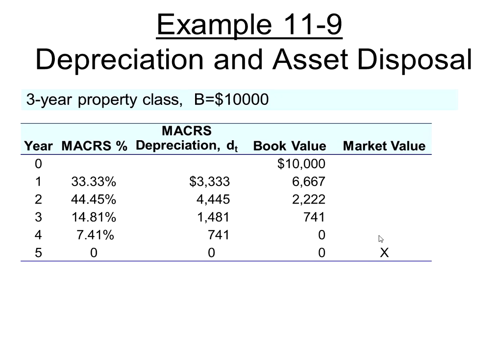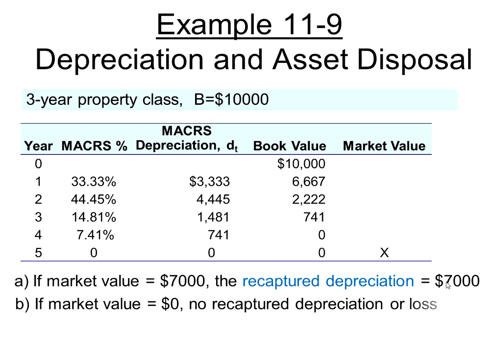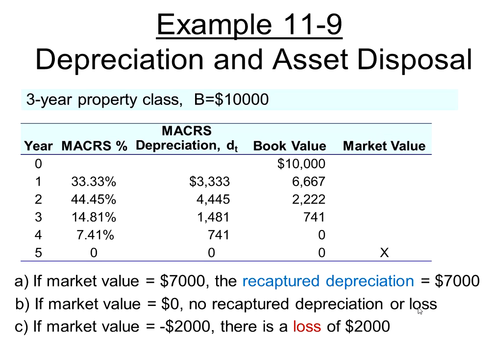So then it depends on the market value, right? What is the market value? We had that asset for 5 years, and during year 5 we sold it at some market value. Assume that market value is 7,000. If it's 7,000 but the book value is 0, then the difference between market value and book value, which is 7,000, is recaptured depreciation. If the market value is 0, there is no recaptured depreciation or loss. If the market value is negative 2,000, meaning we need to pay something to dispose of the asset, there is a loss of 2,000.